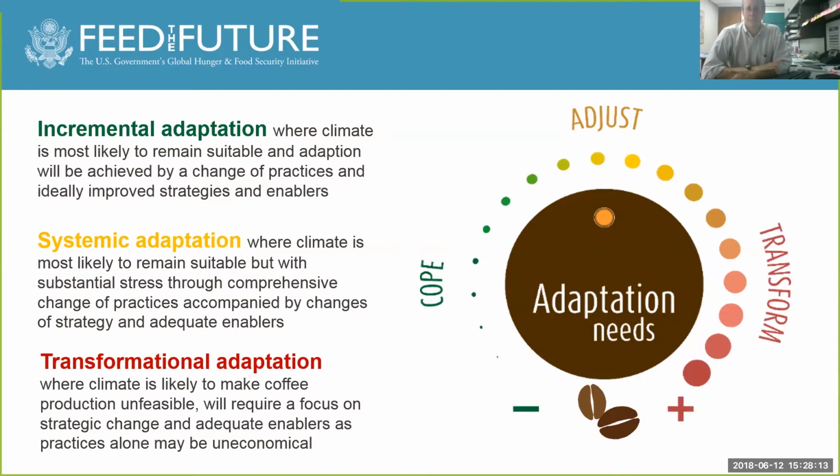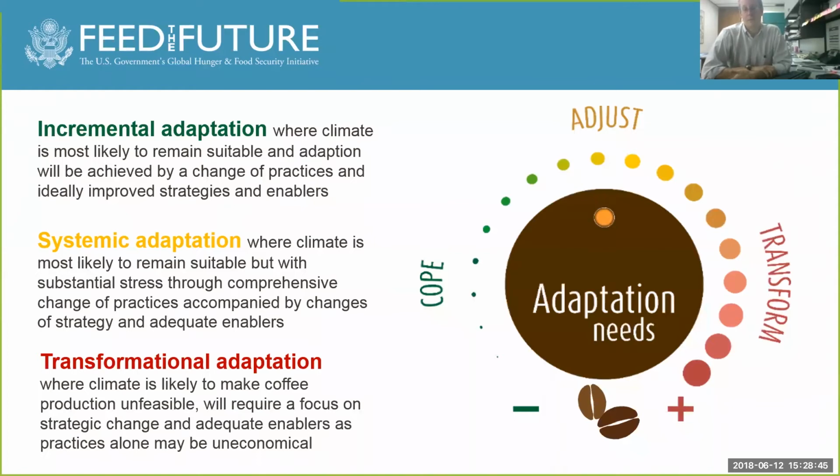Systemic adaptation areas are the yellow areas. And these are areas where climate most likely will remain suitable, but there will be increased stress, whether that's excess rainfall or lack of rainfall or excess temperature, which varies somewhat by region. But these stresses can be managed, but require a comprehensive change in practices, both at the farm level and also in terms of strategy and enablers from other actors in the value chain.